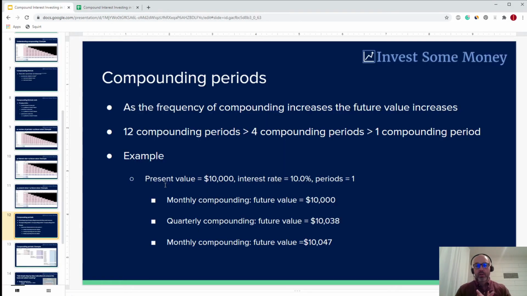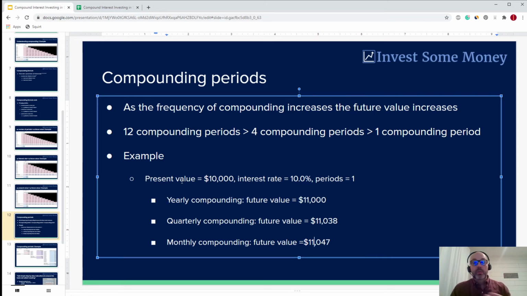Last thing we'll consider is compounding periods. This one's getting pretty advanced, so we'll try to conceptualize it as best we can. As the frequency of compounding increases, the future value increases, all other things being equal. So here's an example of that. We've got our default example, $10,000, interest rate of 10%. The only thing we're changing is we're looking at 1 period rather than 10, to keep things simple.